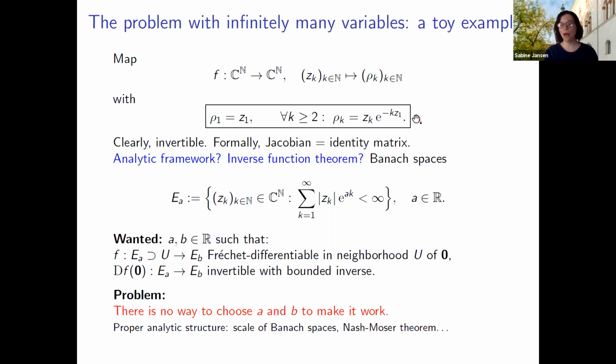So this, I can invert as a map from Cn to Cn by hand, because this is just z1 is equal to row 1, and then zk is equal to row k times e to the k row 1. But let's pretend we didn't notice that we can invert this by hand, and let's see what would have happened if I tried to apply some kind of inverse function theorem.